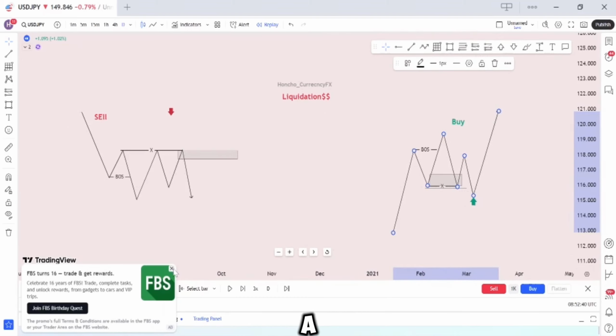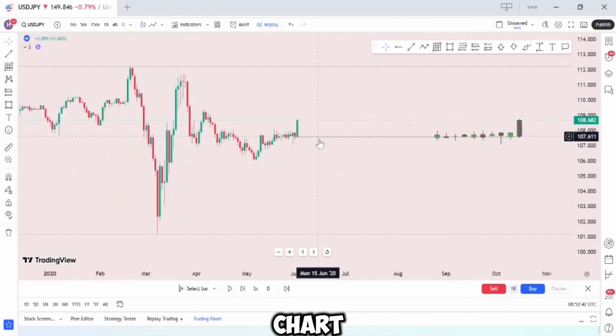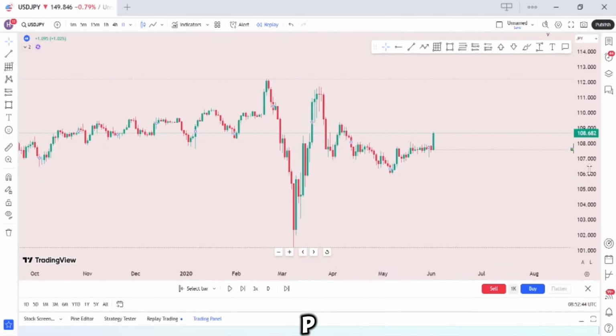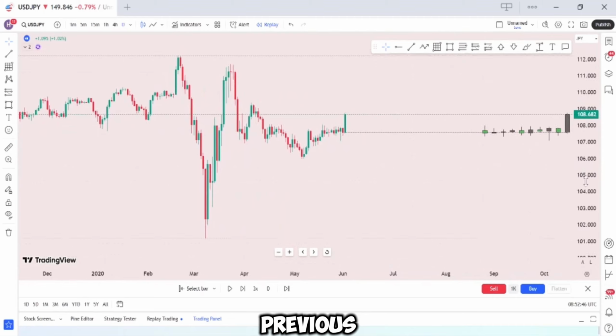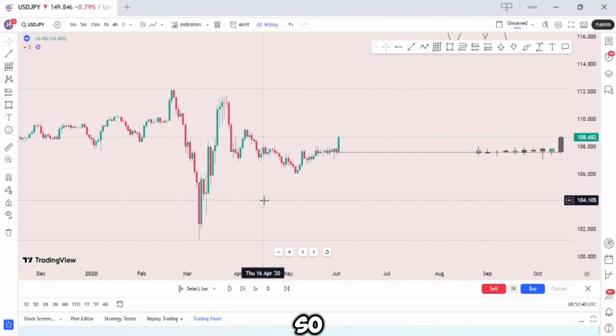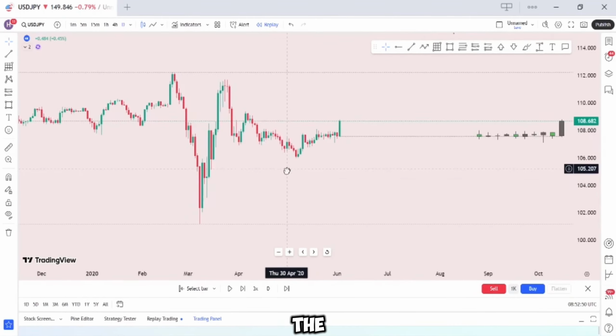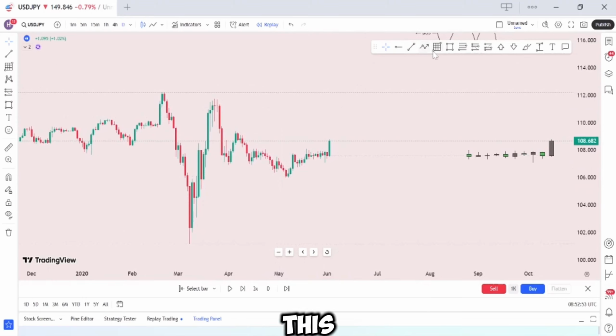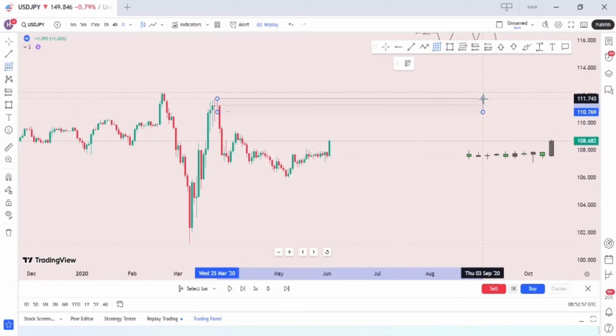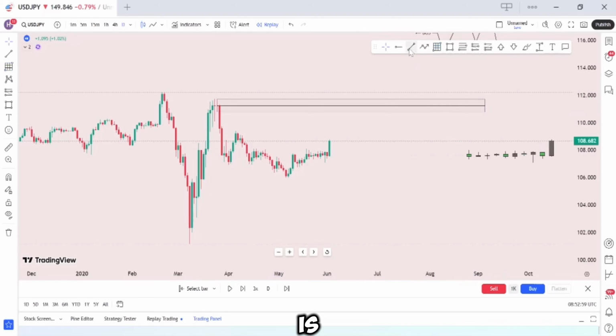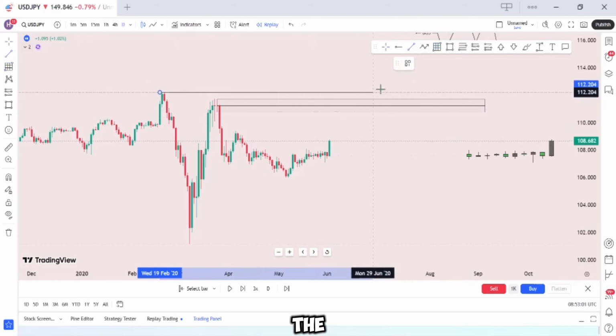I will show you a previous chart of USDJPY. This is a previous chart of the USDJPY. So we are going to replay and see how the strategy performs. So this is a supply zone on the upper side, and this is a liquidity on the upper side.